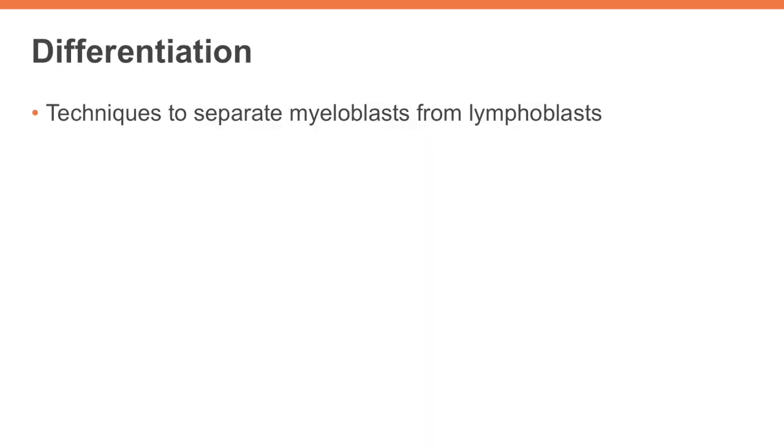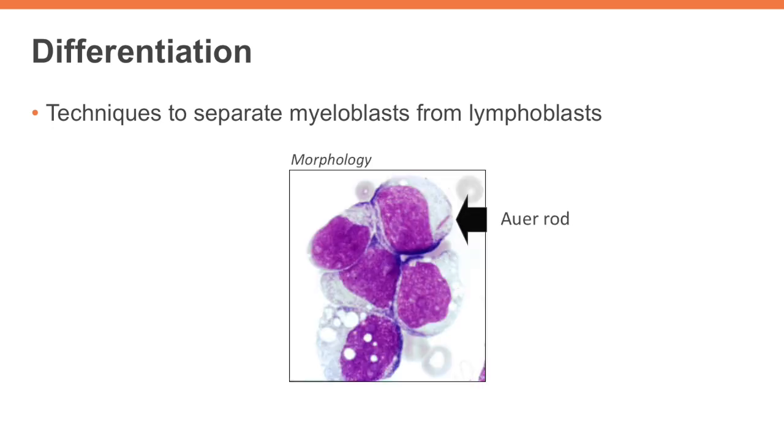So we have different techniques in the laboratory to separate out myeloblasts from lymphoblasts. And we do this because the treatments differ for AML from ALL, or acute lymphoblastic leukemia. The first technique is morphology. And the appearance of cells under the microscope can tell pathologists whether they look like myeloblasts or lymphoblasts.